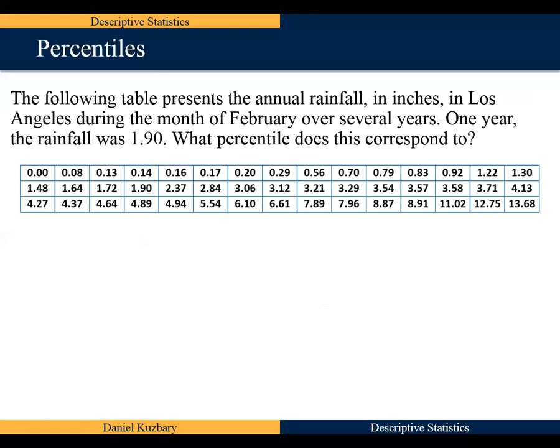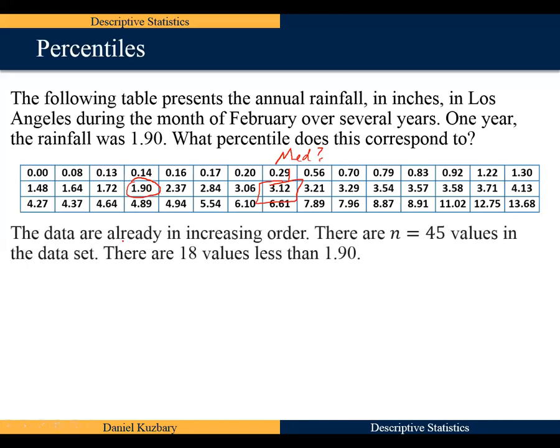The following table represents the annual rainfall in inches in Los Angeles over several years. One year, the rainfall was 1.90. What percentile is this? So in this whole data set, what percentile is the number 1.90? Is it high on there? Is it not high on there? I can look and see, okay, there's a lot of data points. This looks like it's not halfway, so halfway, the median, might be here. I'm just guessing. You wouldn't ever guess, but I'm just guessing. So this might be 40%, might be the 42nd percentile. I don't really know, but I have a method to do that.